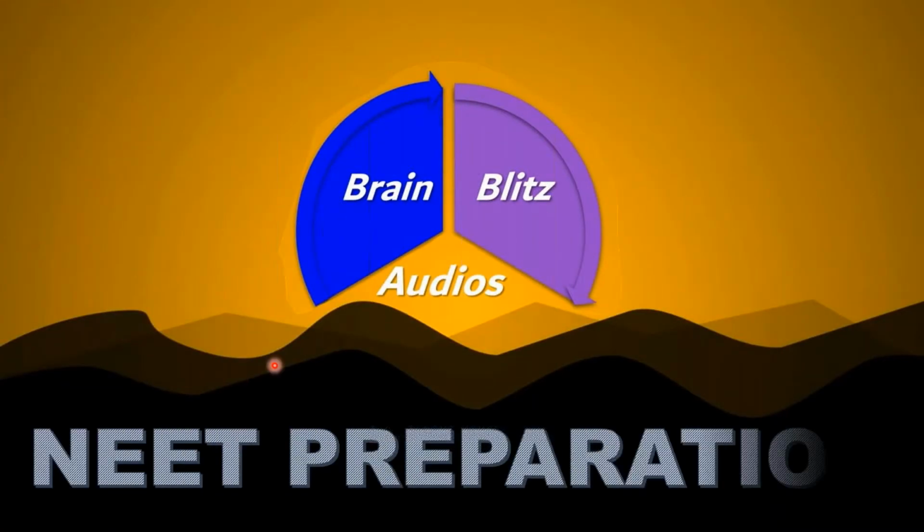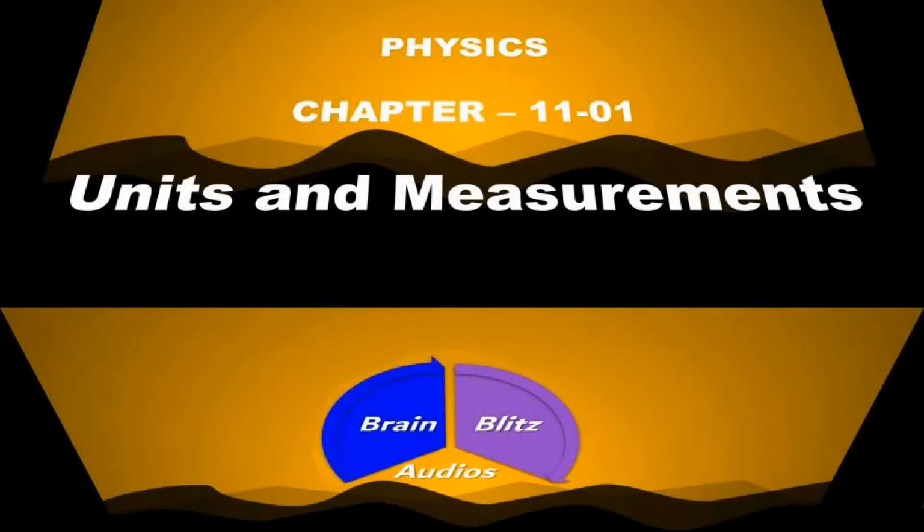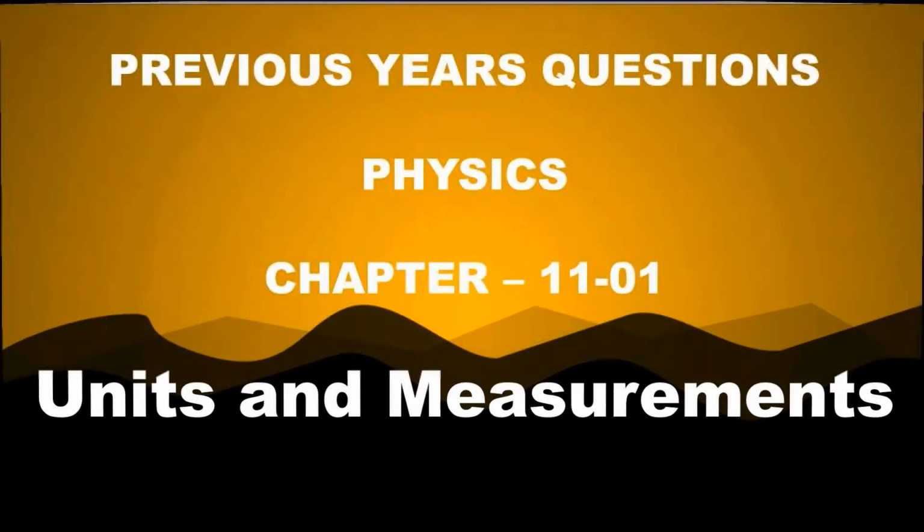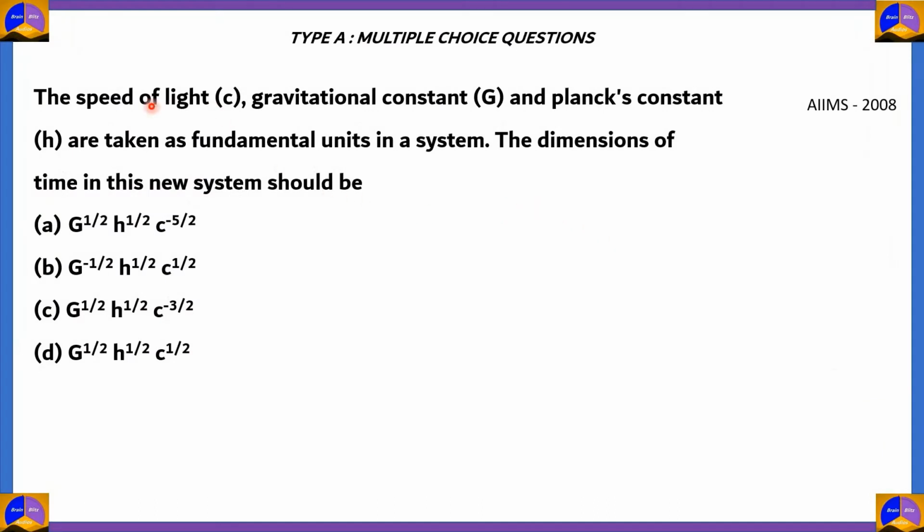In this episode of NEET preparation, we'll be dealing with previous year questions of physics in medical entrance examinations in India. The chapter that we'll be dealing with is the first chapter in the grade 11 syllabus for physics in exams. And the name of the chapter is Units and Measurements. Let's look at our first question of the chapter Units and Measurements.